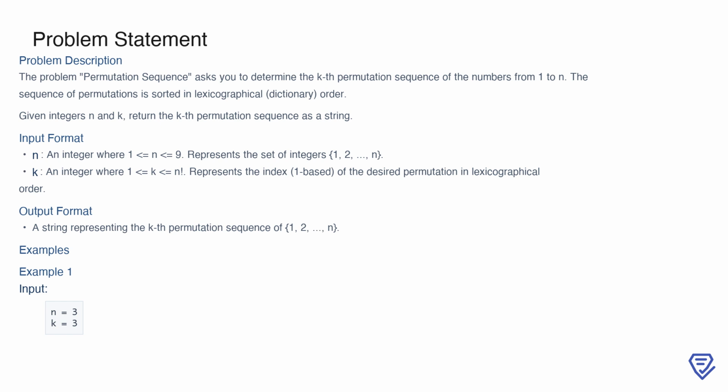For example, if n is 3, the set of numbers we are working with is 1, 2, 3, and k represents the position of the desired permutation when all permutations are listed in sorted order. The constraints for this problem are that n can range from 1 to 9, and k is a valid permutation index, meaning it falls between 1 and n factorial. The output is a single string that represents the Kth permutation in this sorted order.